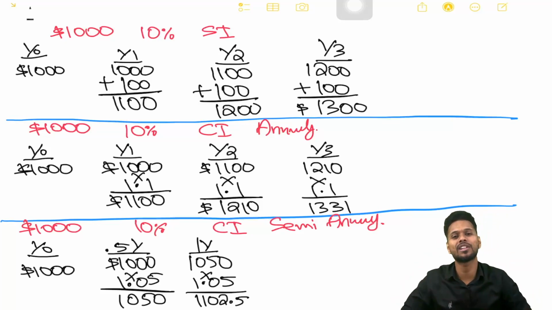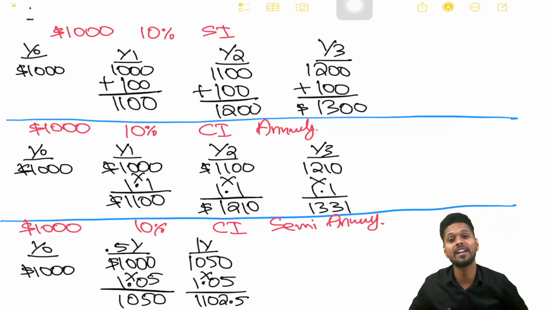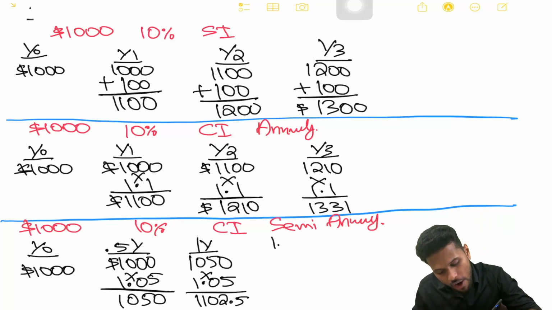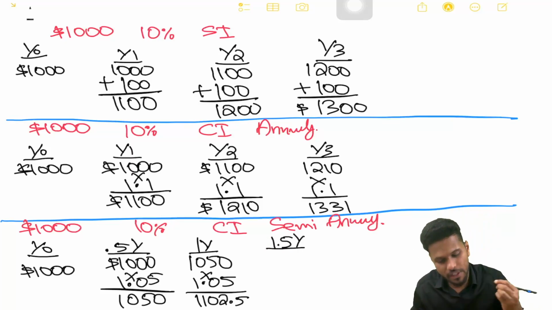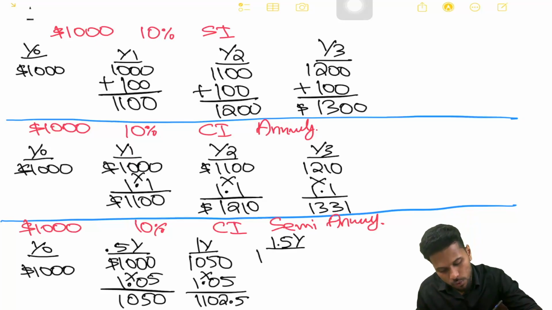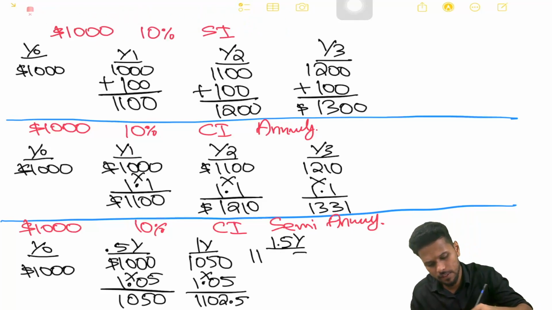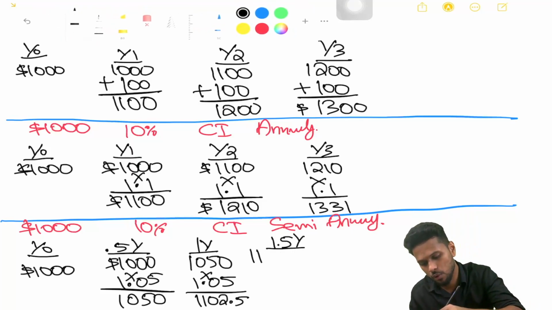So next calculation will be done in, tell me, 1.5 years. So at 1.5 years, tell me my friends, how? Very simple. It is 1102.5. Sorry. Listen, everybody.